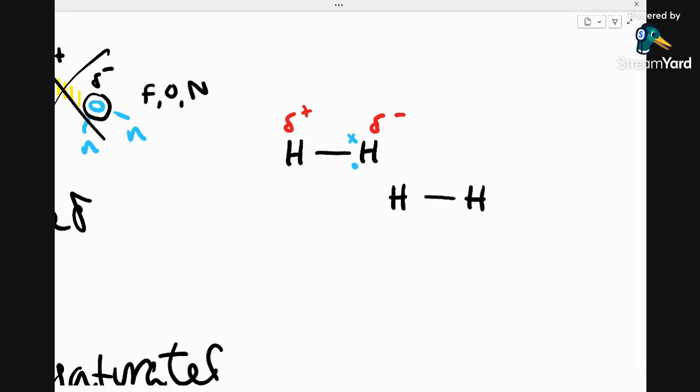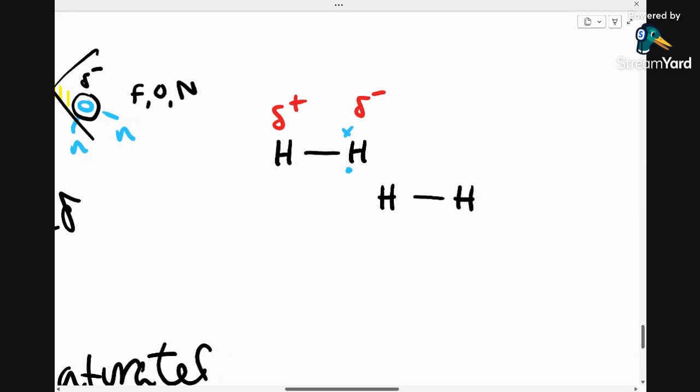But this is temporary. If you were to look a millisecond later, the electrons might actually be over the other way. The two electrons might be spending a bit of time over here, which would make these poles reverse. This guy is now delta minus, this now delta positive. Hopefully you get the point. Let's just imagine that they're very close to this hydrogen here. So we are delta negative here, delta positive here.